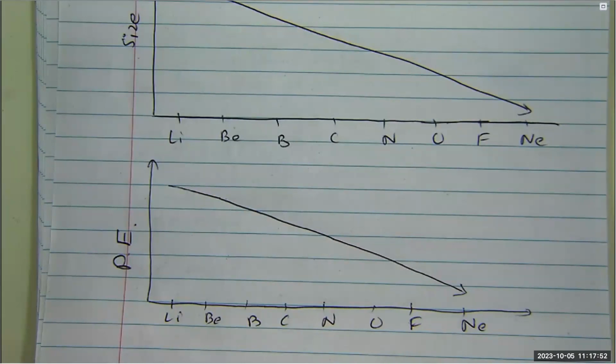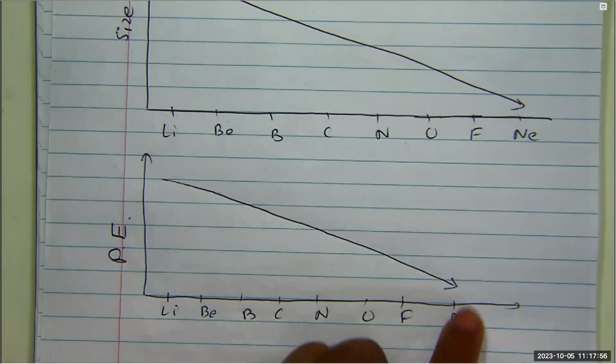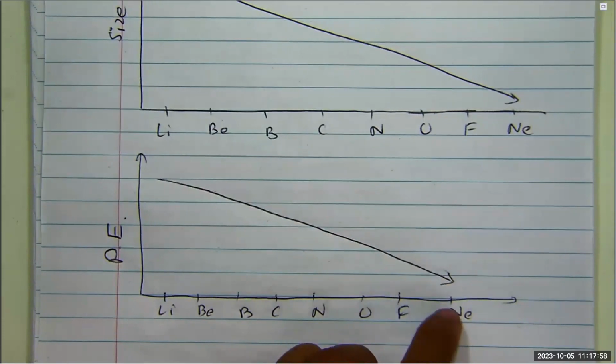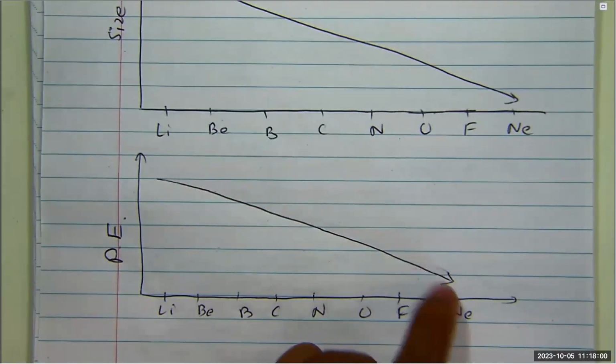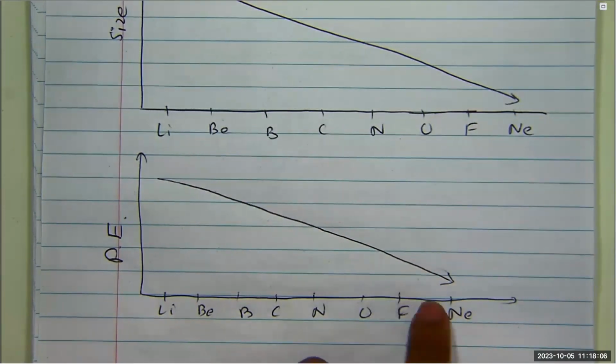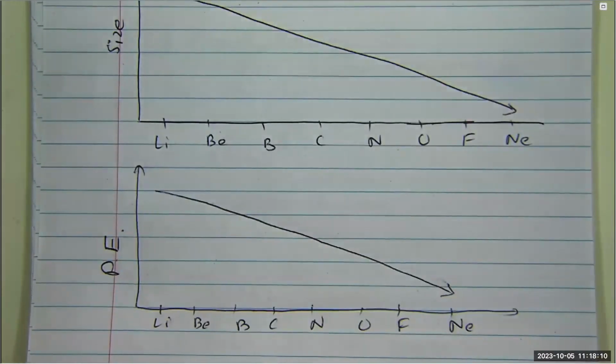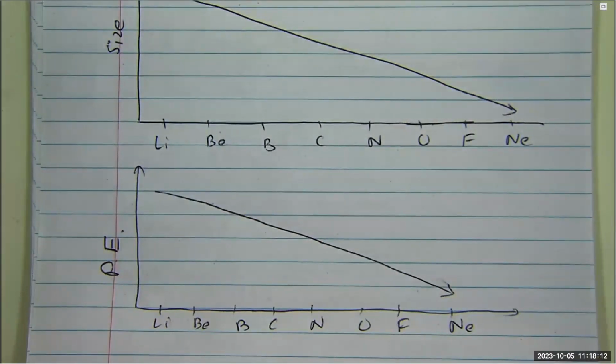That's it. Thank you. So neon has the greatest number of protons in the nucleus. Therefore, these electrons in neon are more strongly attracted towards that nucleus. Remember the mantra, the stronger the attractive interactions, the lower the potential energy. And that's why neon has the lowest potential energy and lithium has the highest, because lithium has the least number of protons. Therefore, those electrons are least attracted to that nucleus compared to neon.